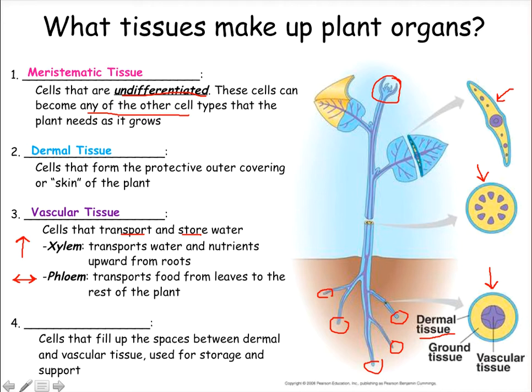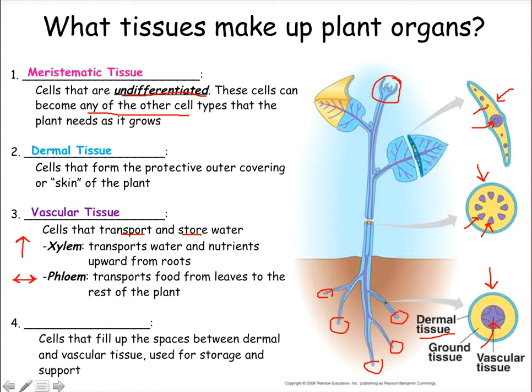If we look back at the cross sections, you can see the vascular tissue in purple is really found towards the middle of the plant. So even as we go up toward the stem, the vascular tissue breaks up into smaller sections, but still we kind of have to go to the inner part of the plant to find the vascular tissue.